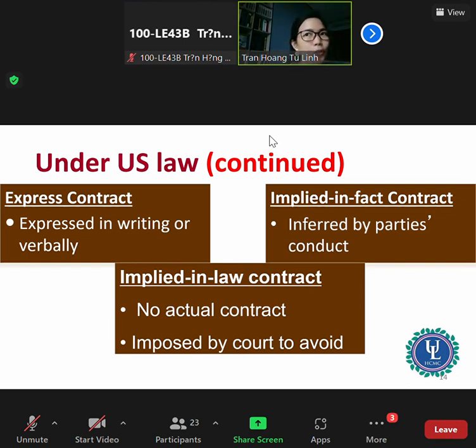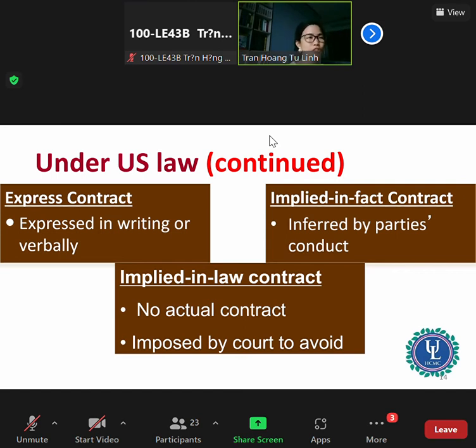Example, right? If you come from another province, and then you need to rent an apartment to live in Ho Chi Minh City to go to school to study, then the lease between you and your landlord, which actually states all of the duties, obligations and rights of each party, is an express contract in written form. Okay, and besides that, right?